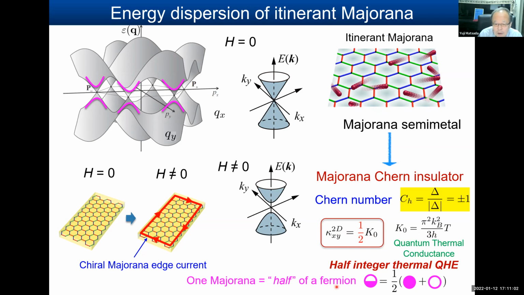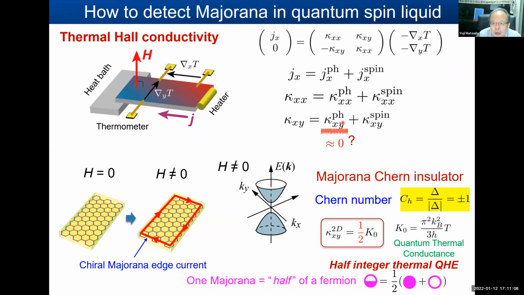Precisely speaking, kappa_xy contains a phonon contribution and a spin contribution. If we assume the phonon contribution is zero, the spin contribution is quantized. I'll discuss this phonon contribution later.